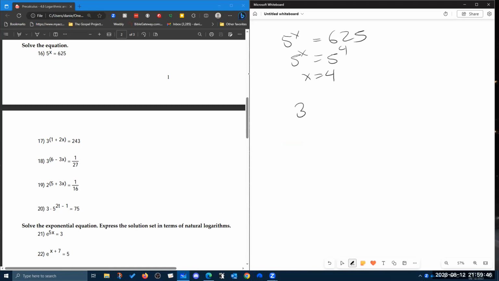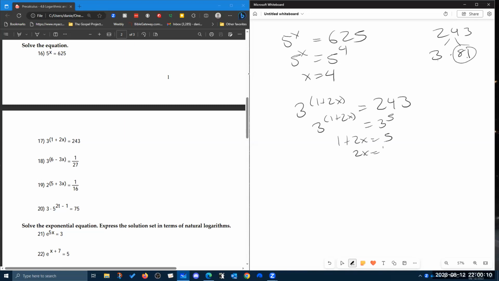And the next one, 3 to the 1 plus 2x, has to be equal to 243. 243 is 3 times 81. Oh, that's 3 to the fourth, so this has to be 3 to the fifth. 3 to the 1 plus 2x. So 1 plus 2x has to be 5. 2x has to be 4, and x has to be 2.